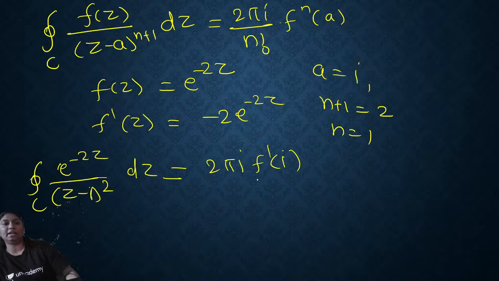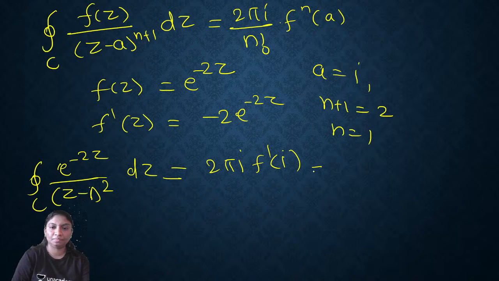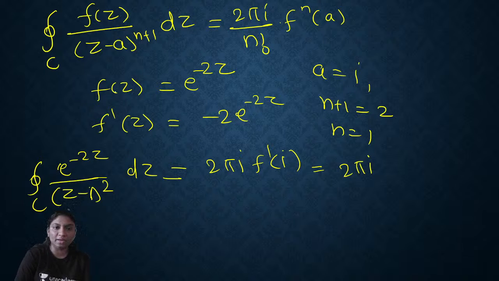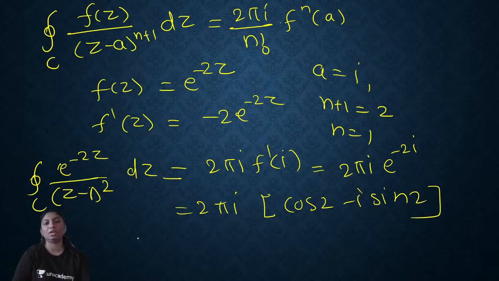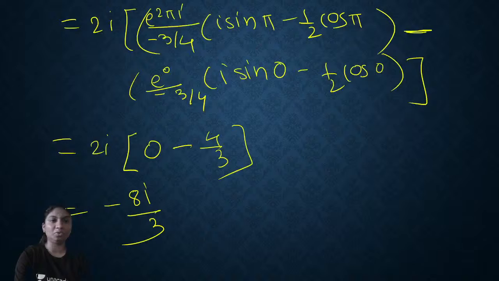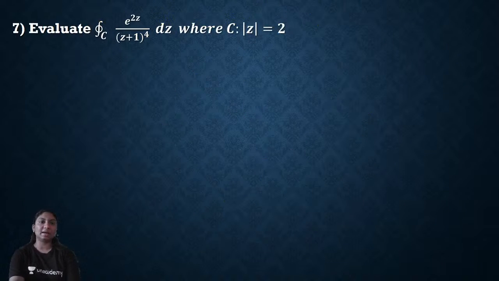Okay, f dash at a is equal to i, so you will get minus 2 e raised to minus 2i, which is equal to 2 pi i. Here f dash of i, so instead of z put i, so e raised to minus 2i, so e raised to minus i theta, so you will get here 2 pi i into bracket cos 2 minus i sin 2. Okay, or you can keep it as it is also. So this is your Cauchy's integral formula. How to use the Cauchy's integral formula, here I'm explaining. Now we will see the next example here.